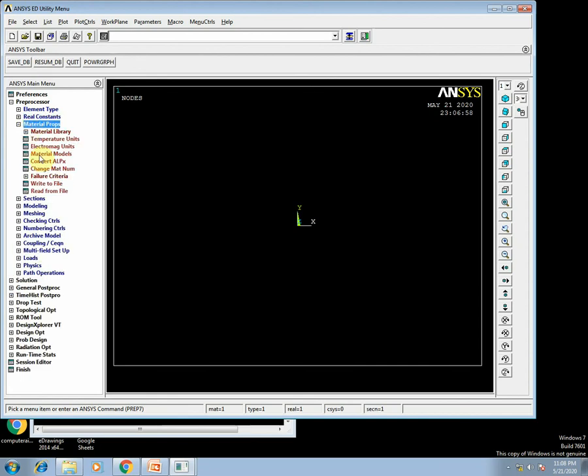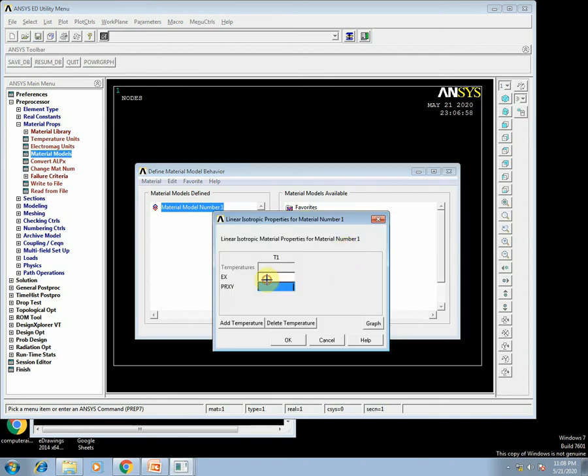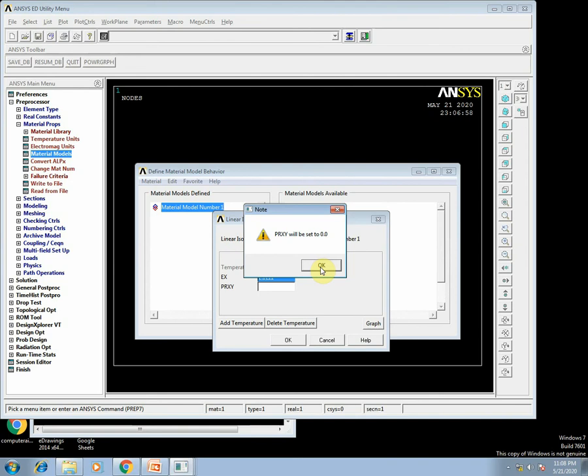Now I am going to material models. Material properties I am adding: structural, linear, elastic, isotropic. Here I am putting the Young's modulus as 2.1e11. Poisson's ratio is by default 0.